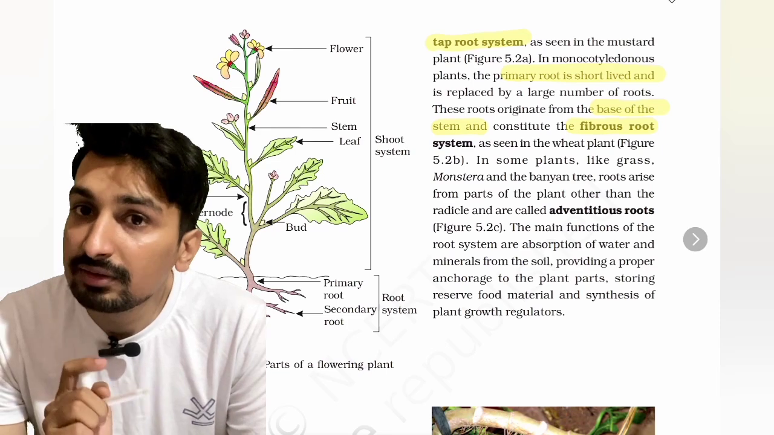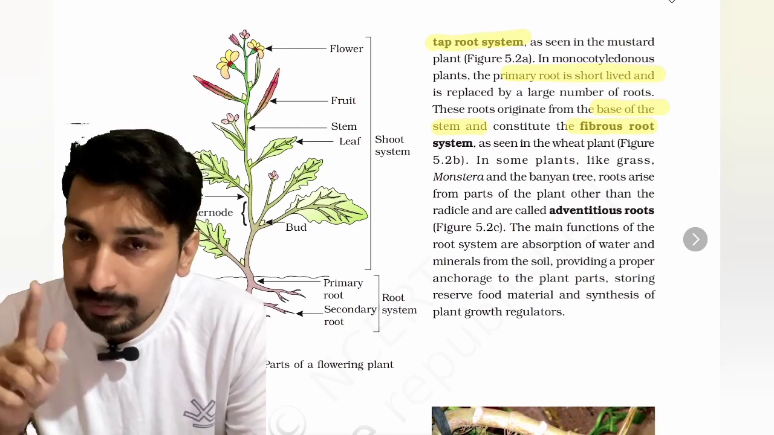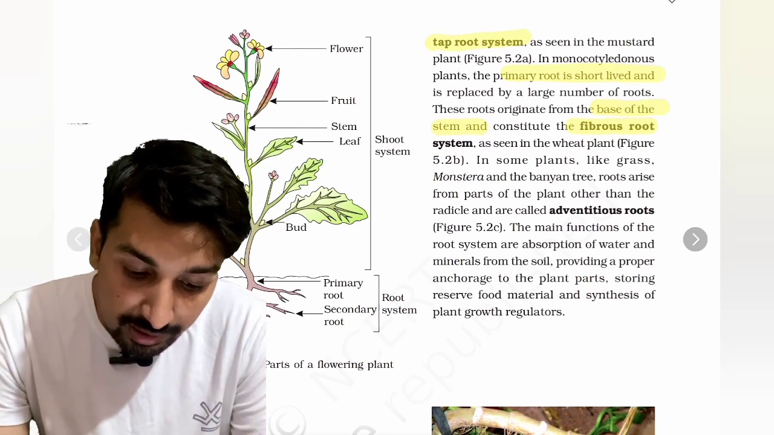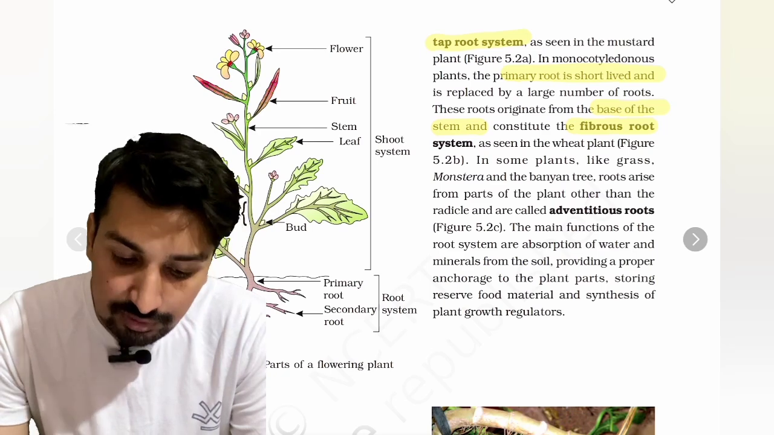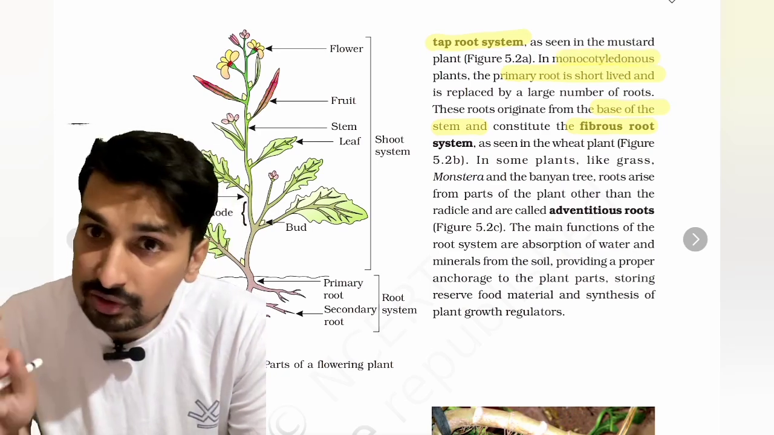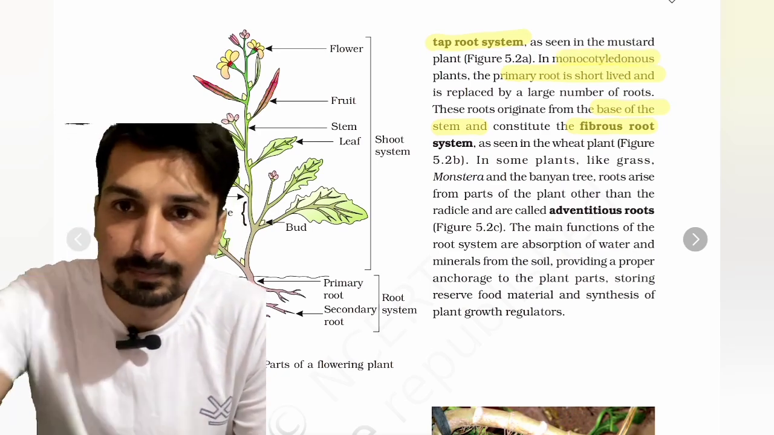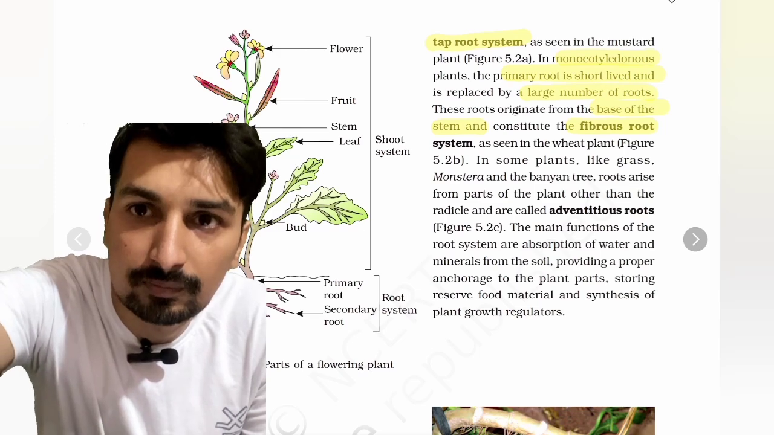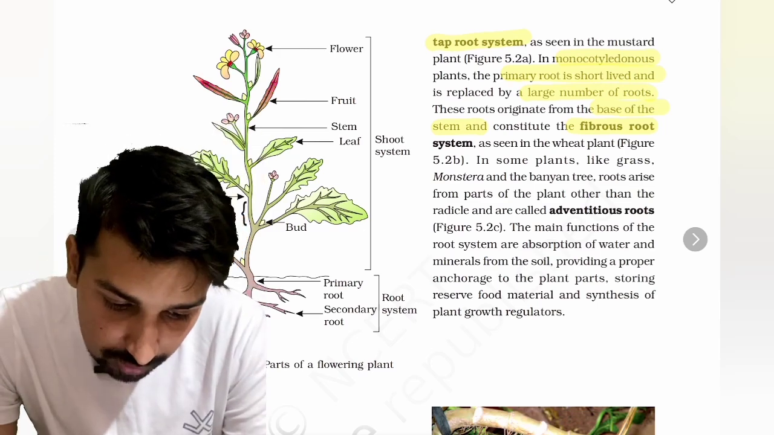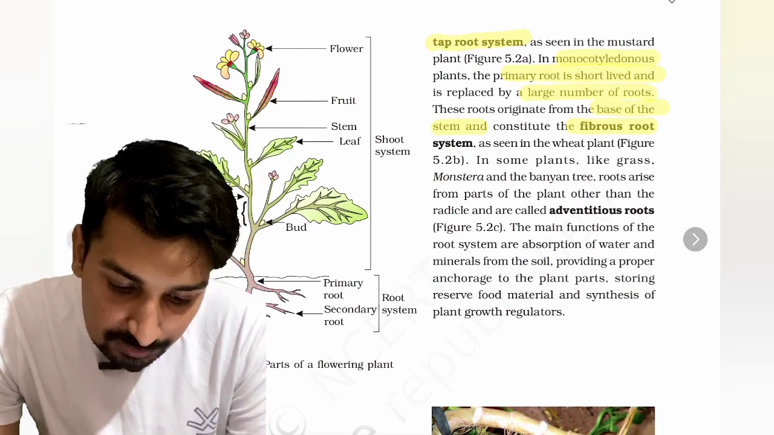The primary root is short-lived in monocot. In dicot you have taproot system, that is one main root. In monocots the primary root is short-lived, and it is replaced by a large number of roots. Example is wheat plant.